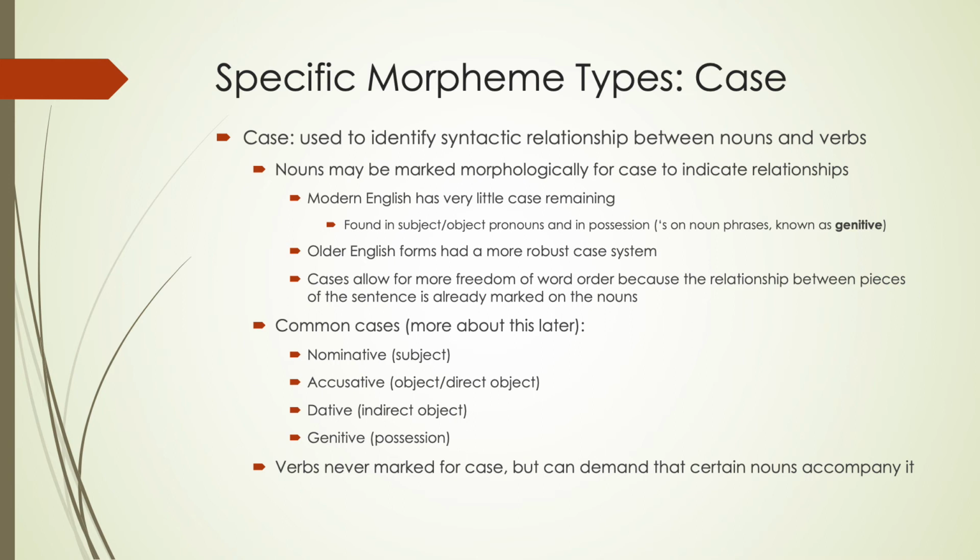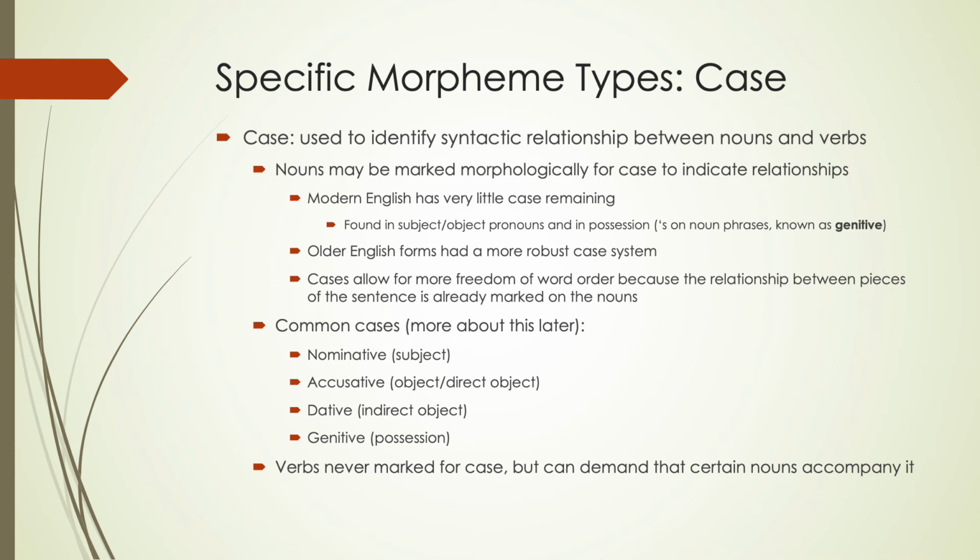And case is something that allows a lot of languages to have a lot more freedom of their word order because the relationship between the different pieces of the sentence is already marked in the nouns. So you don't have to stick with a specific order of words like we have in modern day English because you already have that relationship. You already have a marker that says this is the subject. You have a marker that says this is the object. You have a marker that says this is possessed. And so they can move around in the sentence and they already have that relationship, so you already know.